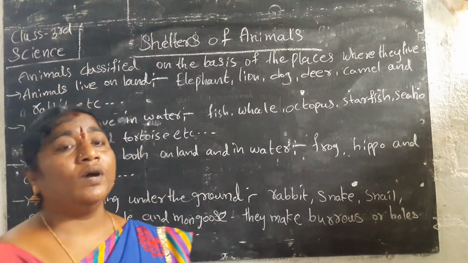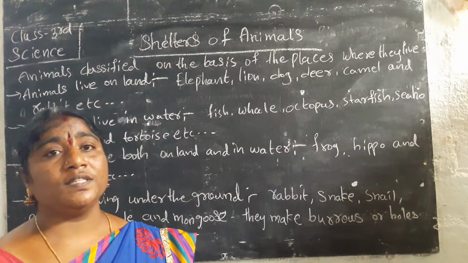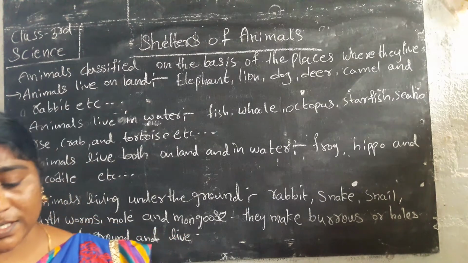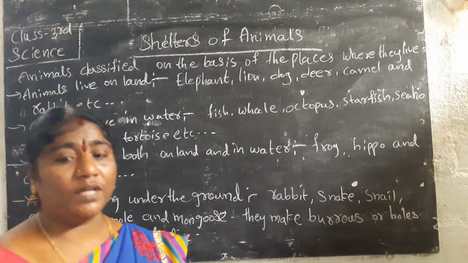Now what are the non-living things? They cannot move, they cannot eat food, and they cannot give birth to young ones. These are the features of non-living things.